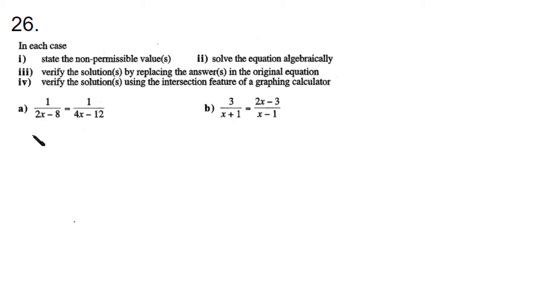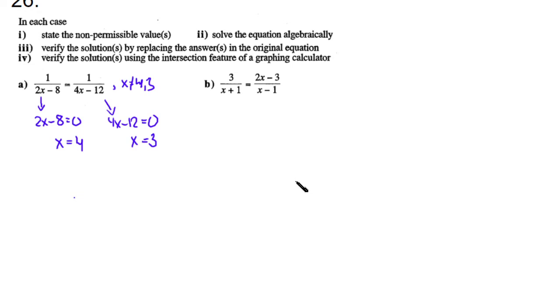Okay, so we're going to start by stating the non-permissible values. We pull out the denominators, 2x minus 8 and 4x minus 12, and set them equal to 0. Then we solve for x. We add 8 to both sides, divide by 2, so it's 4. Over here, we add 12 to both sides, divide by 4, and we get 3. So the non-permissible values are 4 and 3.